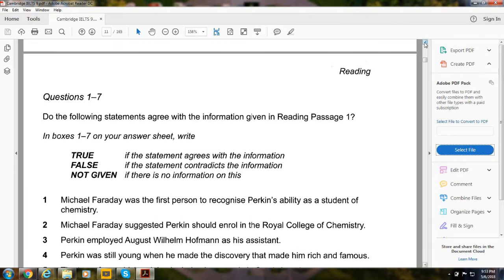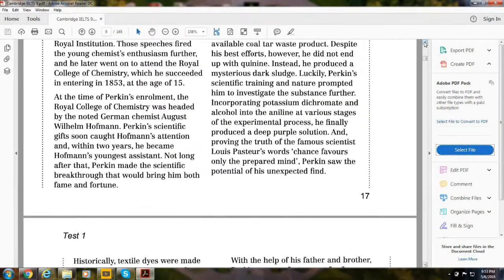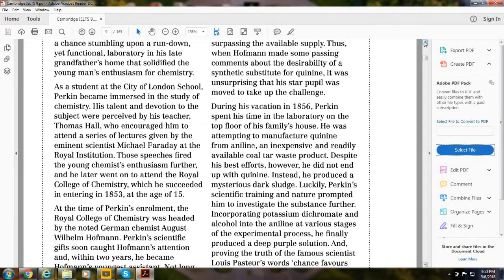Now in true, false, and not given, I want to tell you one thing: the questions always follow the sequence. So wherever you were able to get your last answer, you just have to read ahead of it. Now the text says: who encouraged him to attend the series of lectures given by the eminent scientist Michael Faraday at Royal Institution? Those speeches further fueled the young chemist's enthusiasm, and he later went to attend the Royal College of Chemistry. Now the Royal College of Chemistry is there, Michael Faraday is there, Perkins is there, and Perkins' inspiration from those speeches is there.